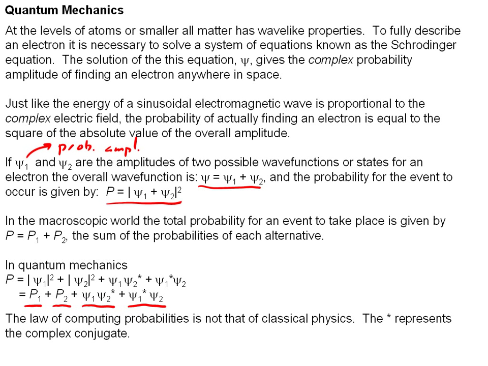And the point of all of this is the law of computing probabilities for electrons is not that of classical physics. And we need to understand that. So let's go ahead and talk about this a little bit more as how it applies to lasers.